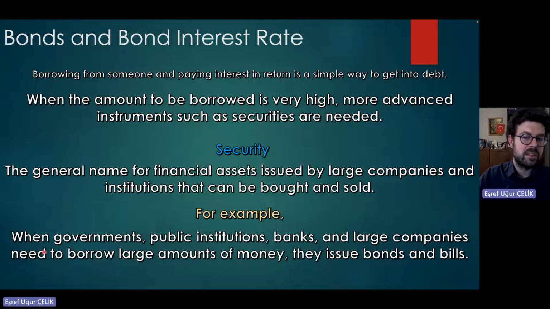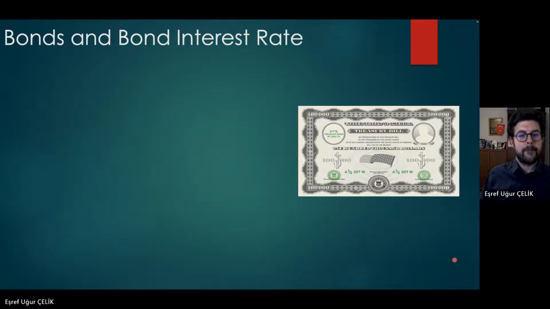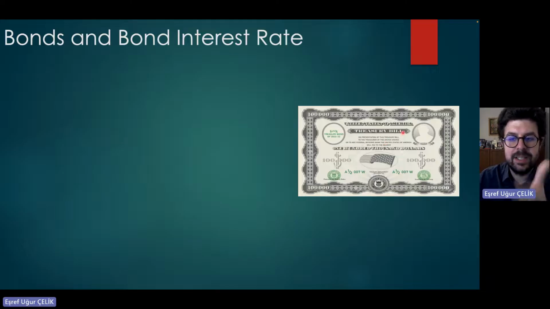For example, when governments, public institutions, banks, and large companies need to borrow large amounts of money, they issue bonds and bills, okay? Mostly governments, when they have a budget deficit and try to find money, issue debt, bonds and bills to cover their budget deficit. That is an example of a treasury bill for the USA.